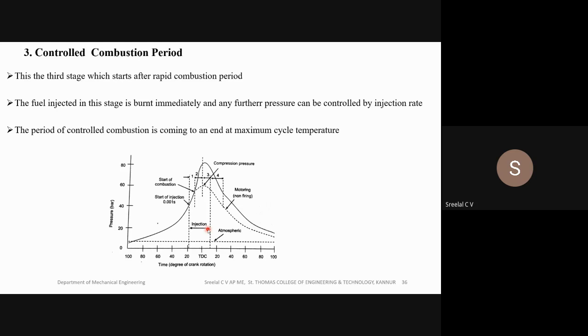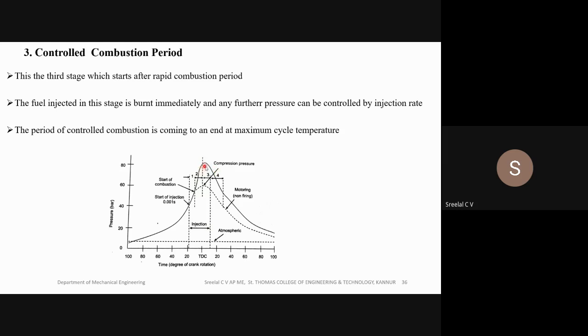Okay, so here, controlled combustion means that after that particular period we cannot control the ignition rate. After that we can control the combustion by controlling the injection rate.